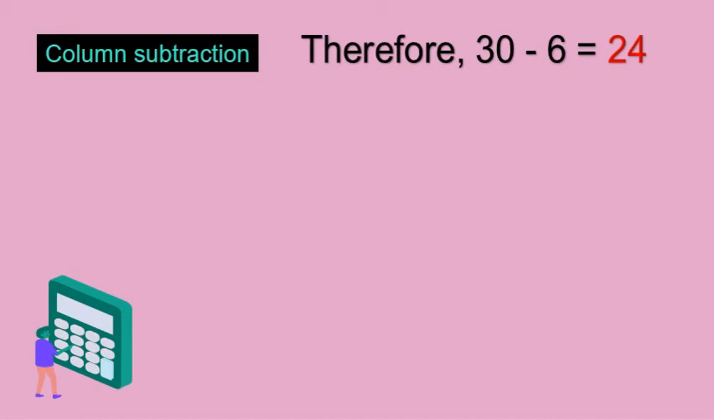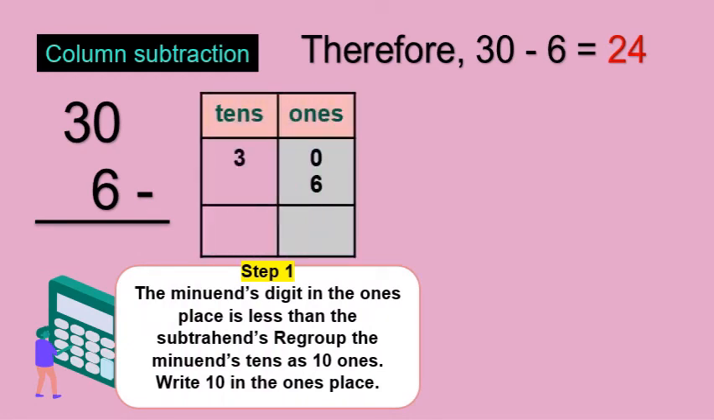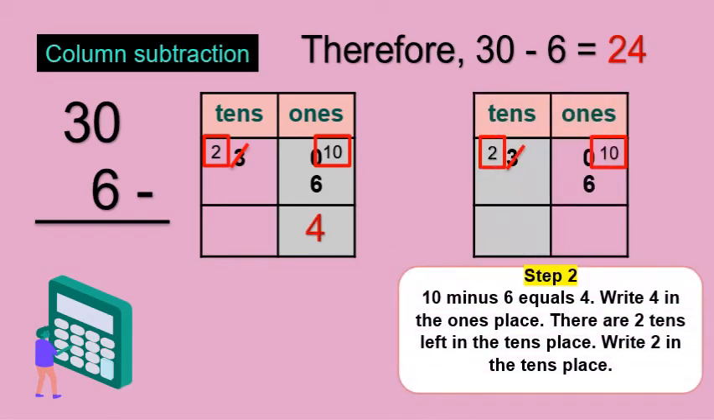Let's try column subtraction. 30 minus 6 equals. Step 1. The minuend's digit in the ones place is less than the subtrahend's. Regroup the minuend's tenths as 10 ones. Write 10 in the ones place. Now, step number 2. 10 minus 6 equals 4. Write 4 in the ones place. Now, there are 2 tenths left in the tens place. Write 2 in the tens place.